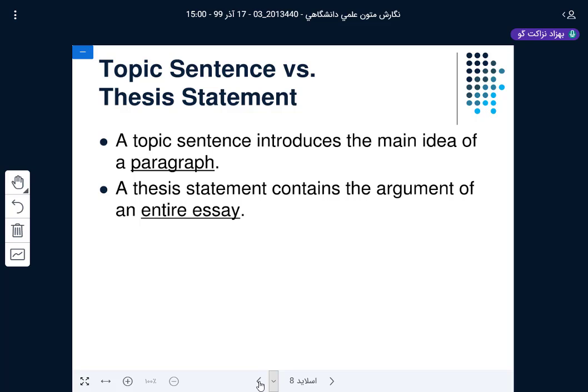So we have to be consistent in point of view, verb tense and number. These are again very important when you are writing. We were talking about the topic sentence and thesis statement. We talked about the features of the thesis statement last session, and this session we talked about the features of the topic sentence. And the most important difference is that a thesis statement contains the argument of the entire essay.